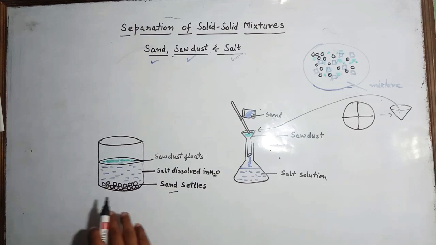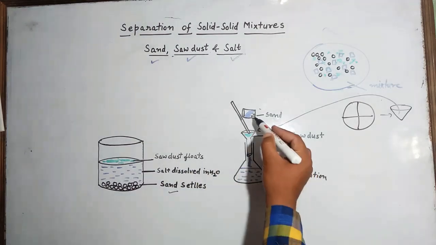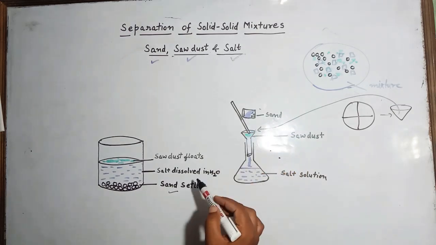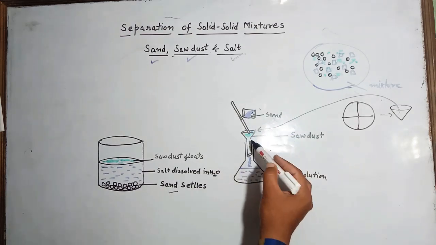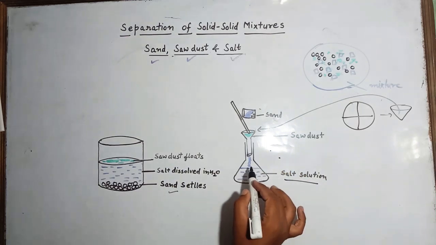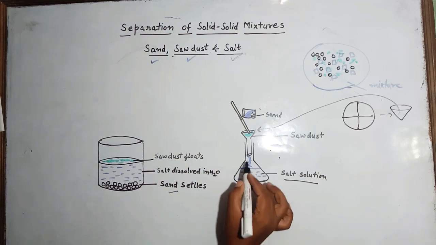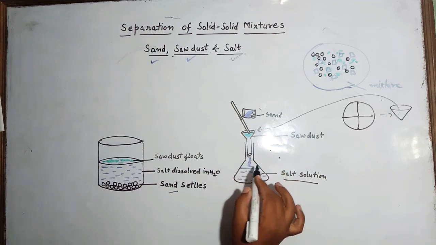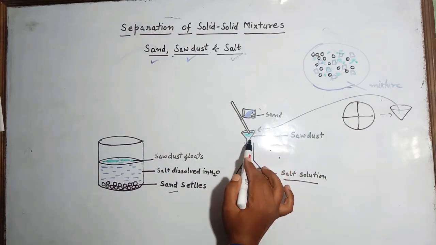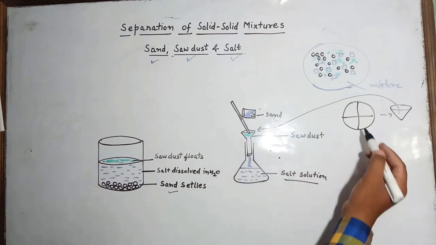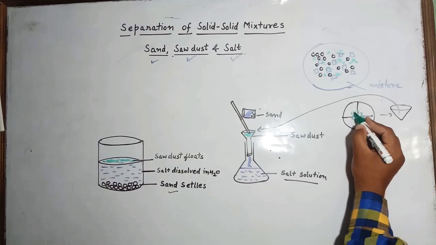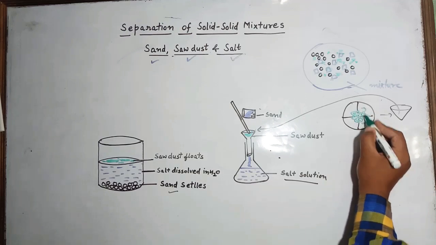So what will happen, as you know that sand is settled down, so whatever the remaining solution is, that we will pour in this filter paper here. You will observe here that the salt solution, that is solution of salt and water, will pass through this filter, whereas this sawdust will remain in the filter paper, that green color you can see. This will remain like this. When you open this filter paper, it will remain like this in the filter paper.